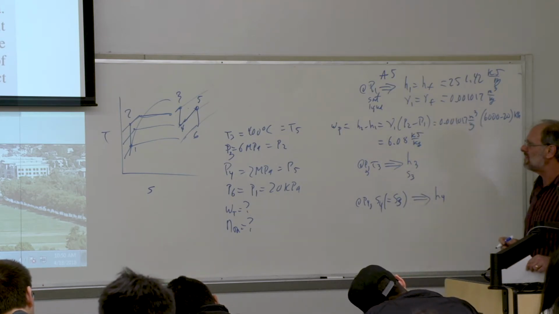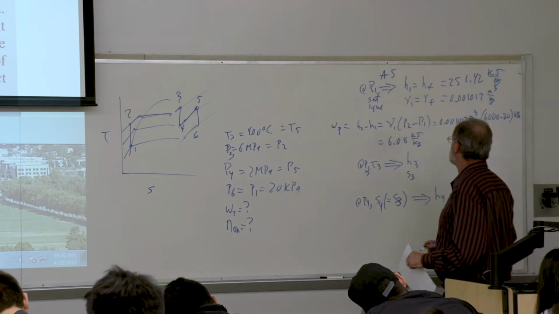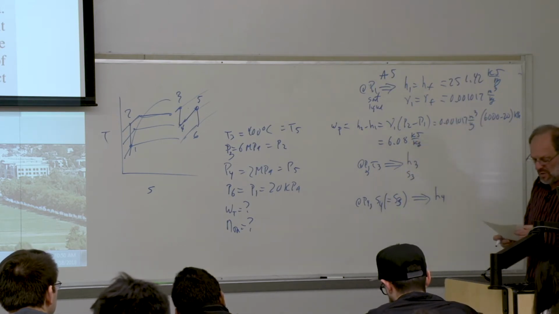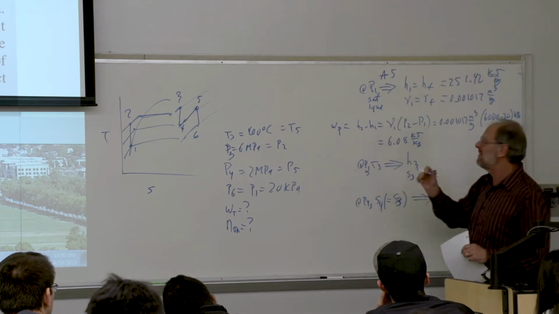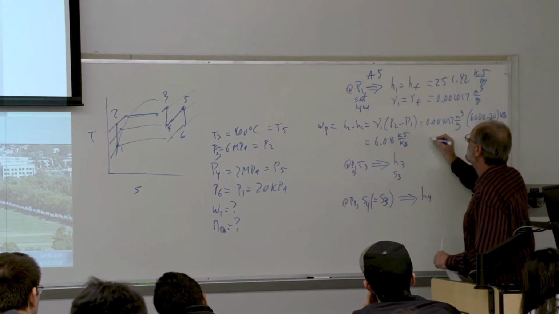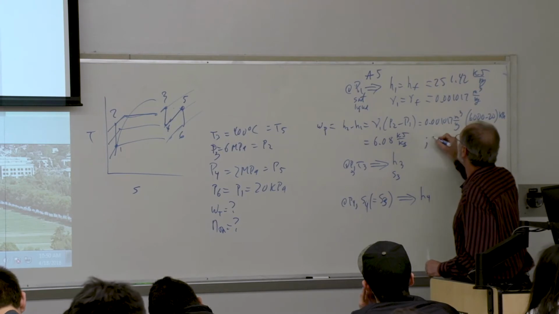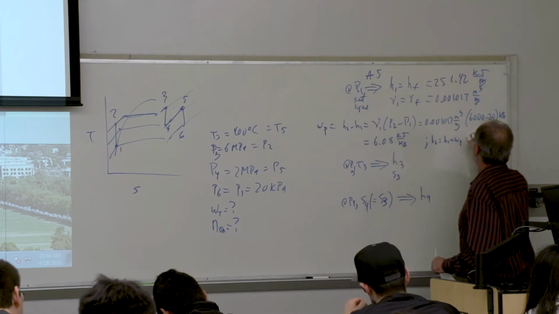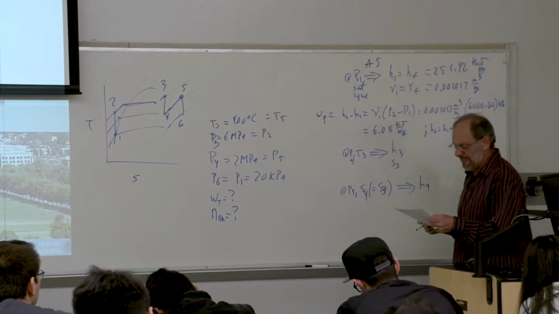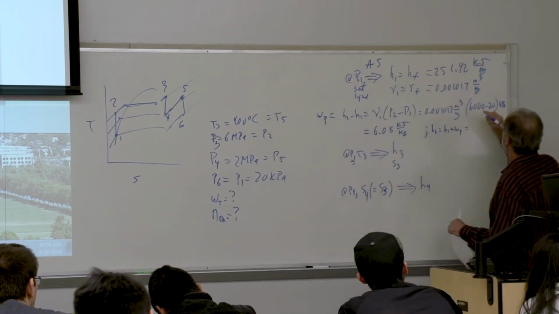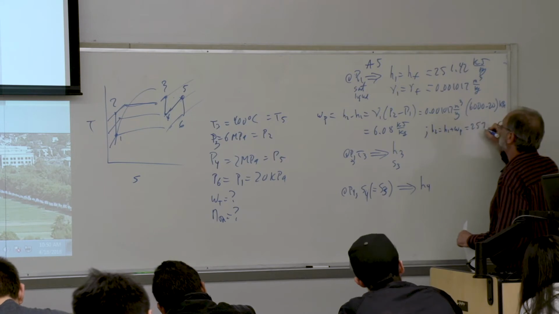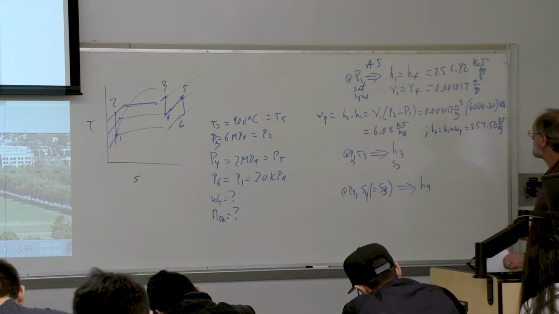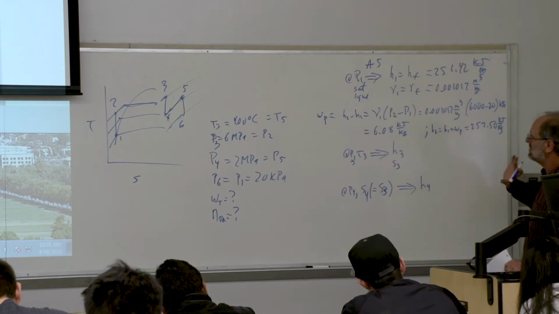In fact, we don't really need H2, at least not at this point, but we can still find it. We will need it later as we look at our heat input terms, right? So let's just also note, therefore, that H2 is just H1 plus the pump work, and that gives us 257.50 kilojoules per kilogram. All right, so that's done.